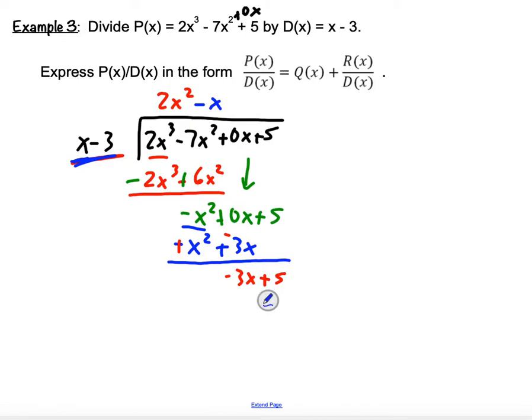All right, and now x times what is a negative 3x? It'd be a minus 3. Take your minus 3, distribute it through the x minus 3. Change your signs and add them together.